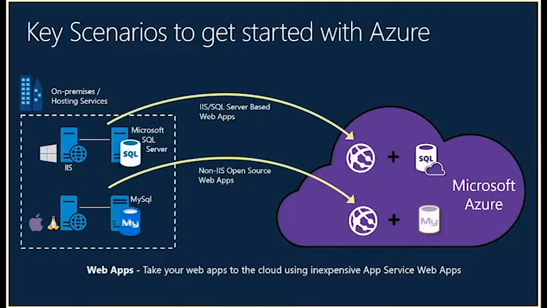Step 2 in here is kind of moving up into that platform as a service level. So we're taking from IIS and SQL Server on-prem, and we're moving into Azure App Services, used to be called Azure Websites or Azure Web Apps, and then we're using SQL Azure.